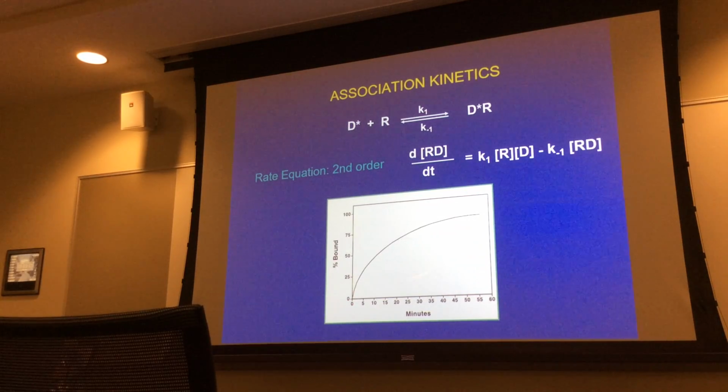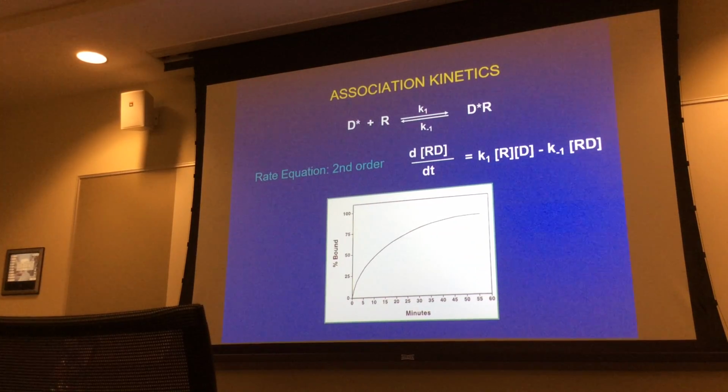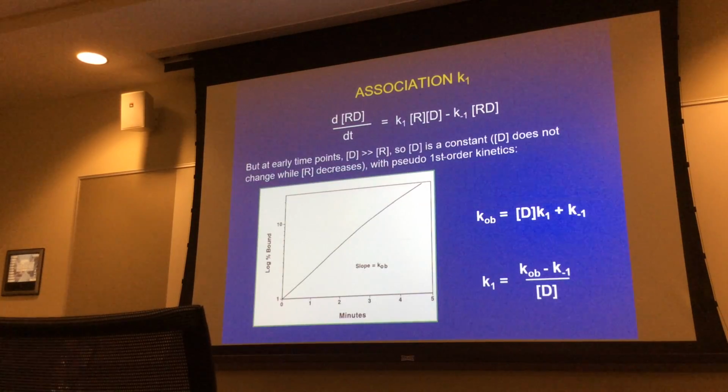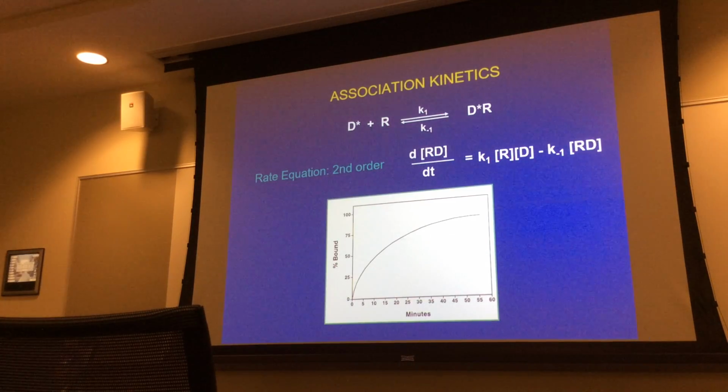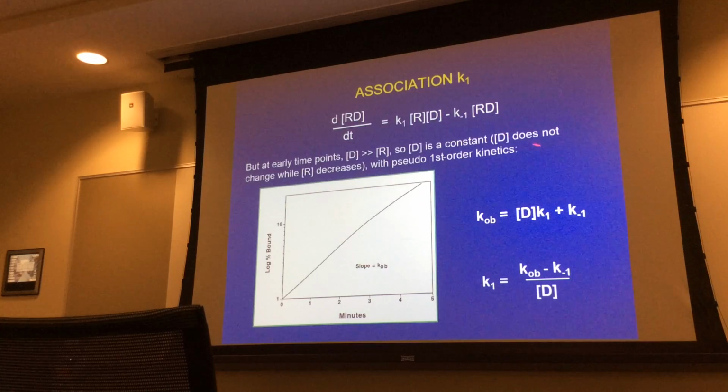So this is a very complex mathematical equation, and you can do complex math, but you can also make assumptions that make it a lot easier. You can play a little mathematical game and basically say that at early time points the concentration of free drug is much, much greater than the concentration of free receptor. So part of this equation can go away, and you can create a pseudo first order kinetics.